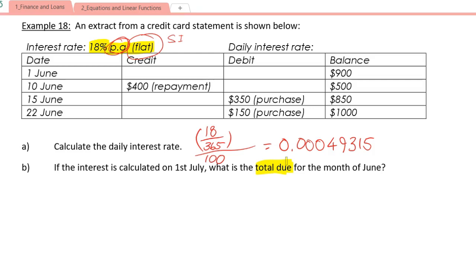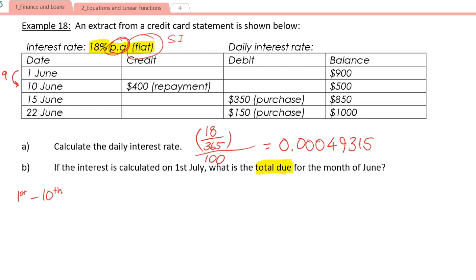So, the first thing I'm going to do is calculate how much interest is accrued from the 1st of June until the 10th of June. From here to here is 9 days. So let's do that part first. I'll just say 1st till the 10th.